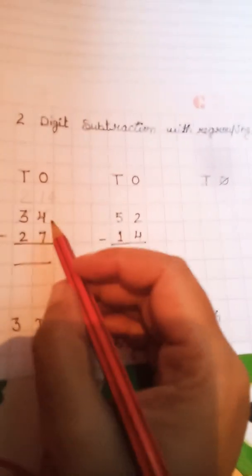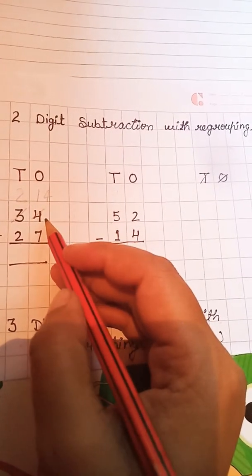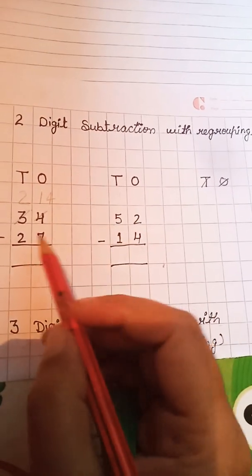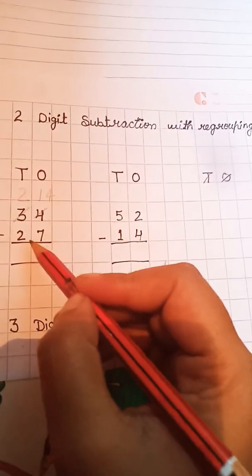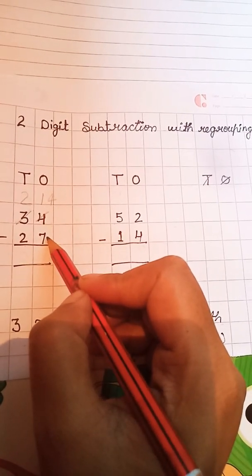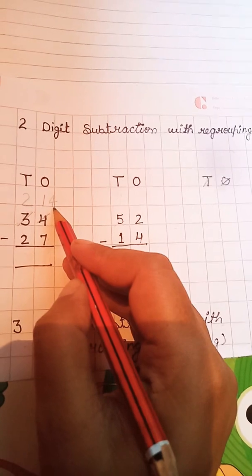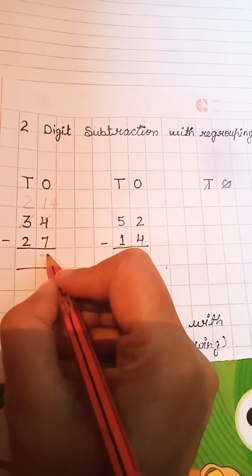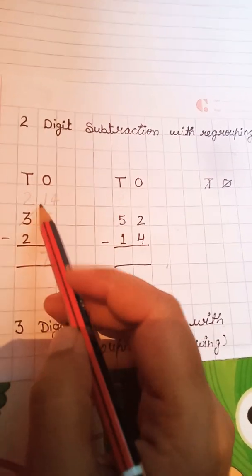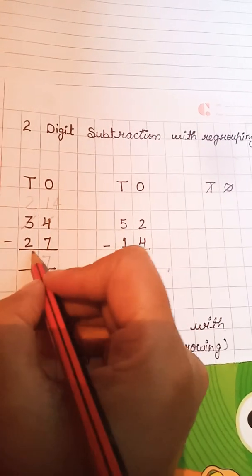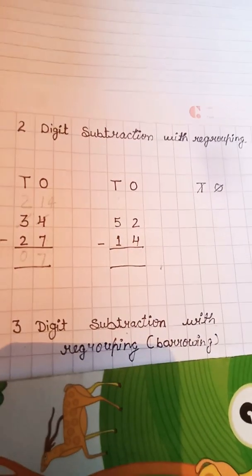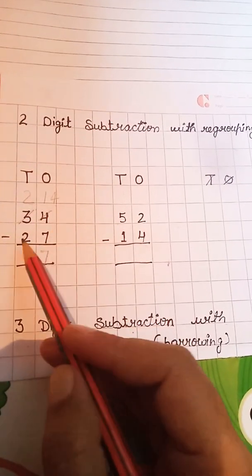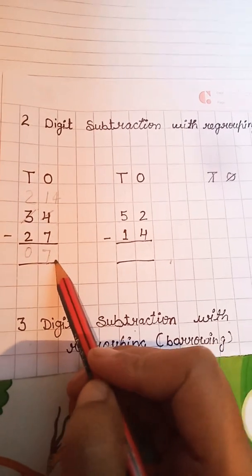So, this 4 becomes 14. Now, we can subtract 7 ones from 14 ones. 14 minus 7 is equal to 7. Next, 2 minus 2 is equal to 0. So, the number is only 7. So, 34 minus 27 is equal to 7.